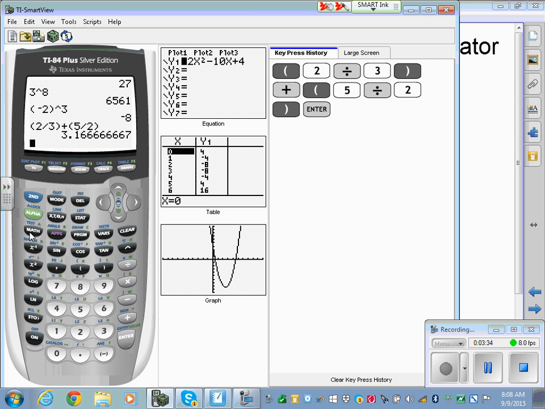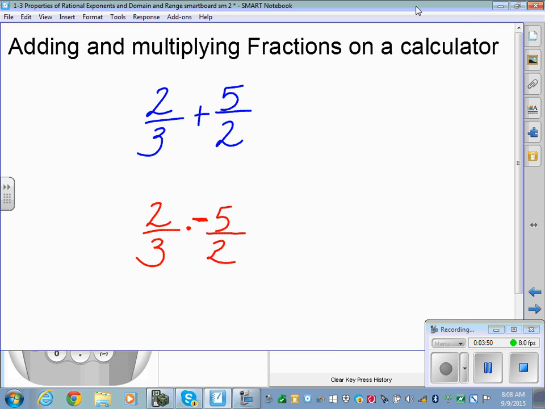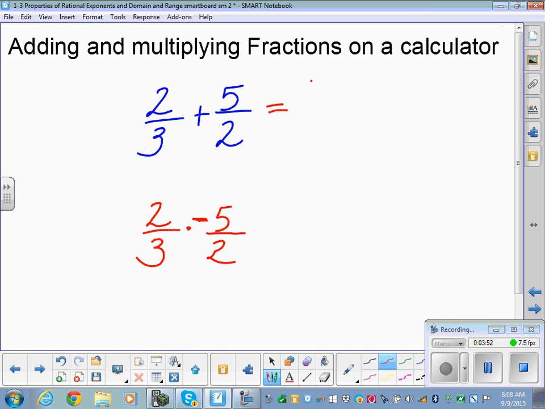If you hit this math key right here, everybody, I hit math, and then I hit enter, because I'm putting it into a fraction. So enter, I hit enter again. It's going to put it in the simplified fraction for me. It'll simplify it down, 19/6. So if I added those up, we'd get 19/6. We're going to need that today.